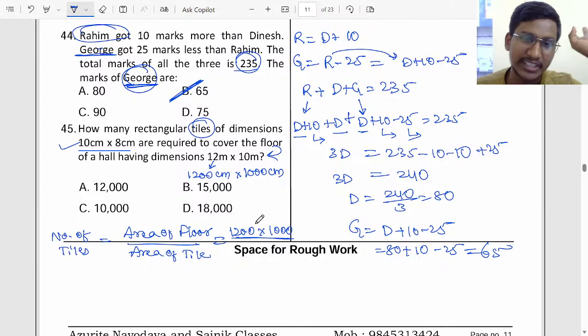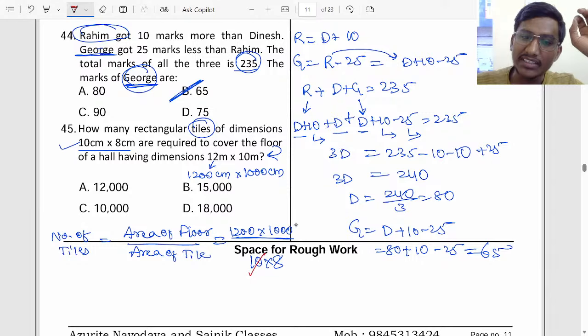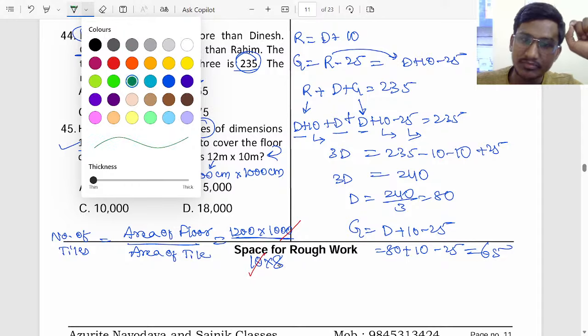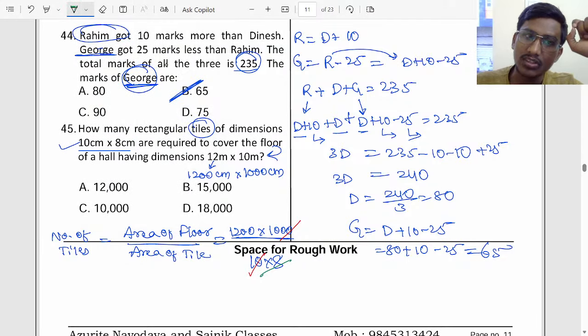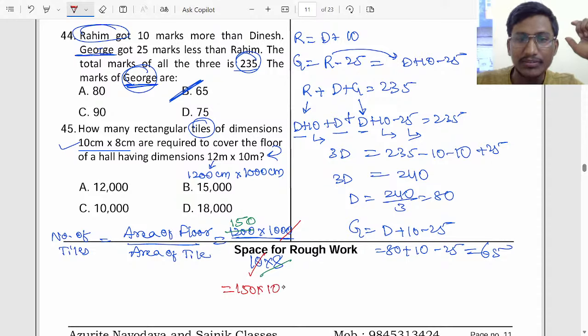The tile dimension, that is length into breadth, is 10 into 8. So here I will write it as 10 into 8. Now let us cancel it and you will get the answer. Here 10 and this 10 cancel. And then let me divide by 8. 8 15s is 120, so 0 as it is. So 150 into 100. 150 into 100 will be 15,000.